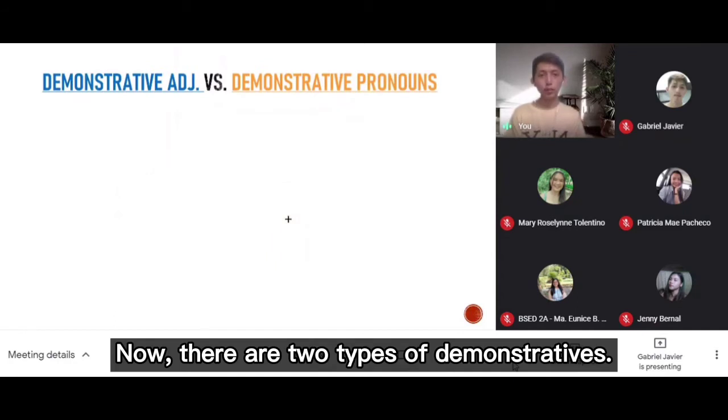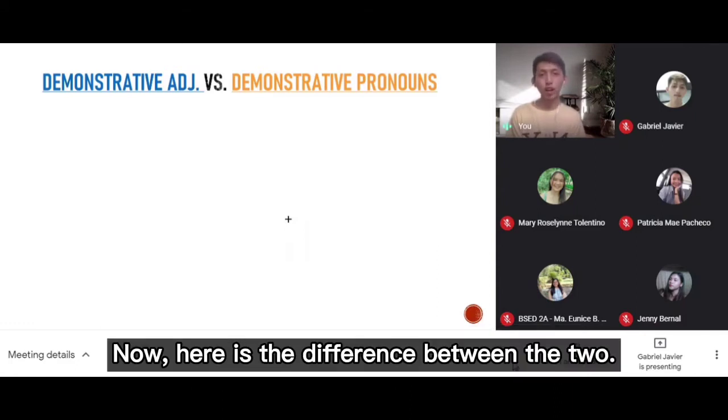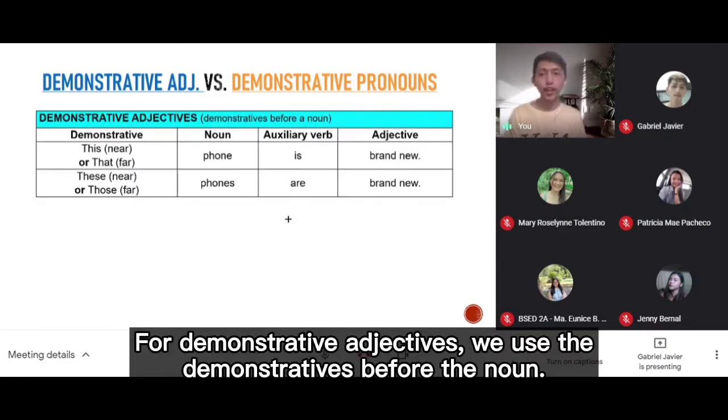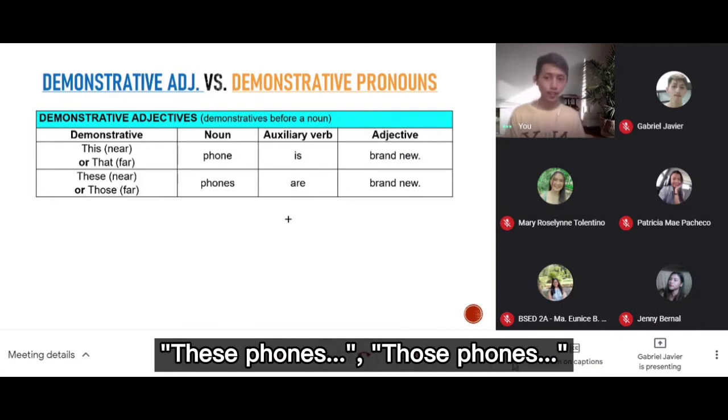Now, there are two types of demonstratives. There is a demonstrative adjective and we have demonstrative pronouns. Now, here is the difference between the two. For demonstrative adjectives, we use the demonstratives before the noun. For example, this phone, that phone, these phones, those phones.